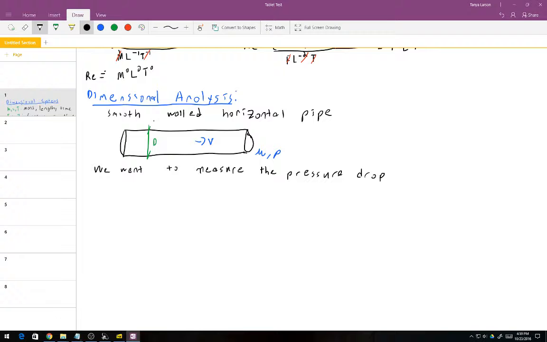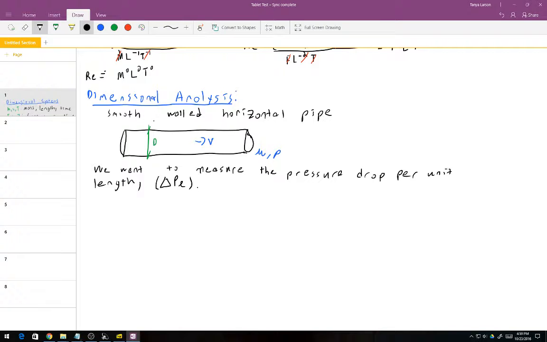So I want to measure the pressure drop per unit length, or I don't just want to measure it, I want to investigate it. Delta P sub L. So what do I mean by this? In other words, I want to investigate the head loss in a certain pipe, and when I say analyze or investigate this, what I'm really talking about is experimentally.